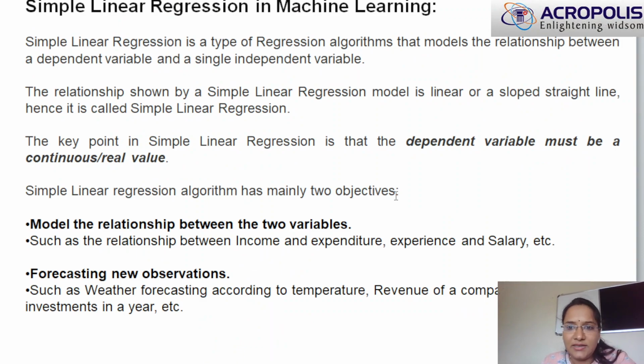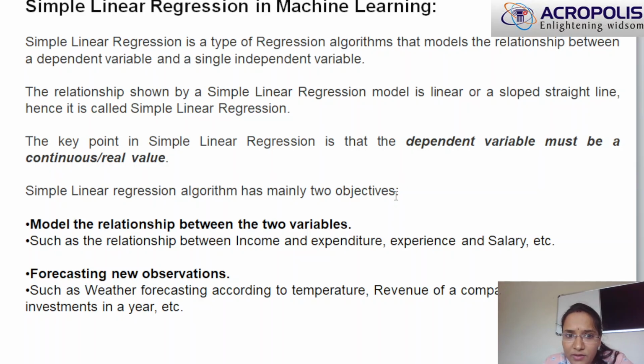Now coming to the next thing, linear regression models a relationship between the dependent and a single independent variable. So that is why it is called linear regression. Now if the independent variables are more, then it comes under multiple regression or polynomial regression.